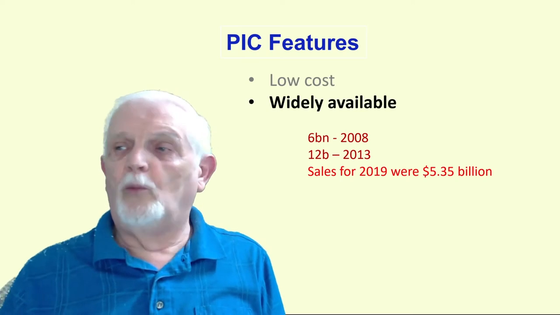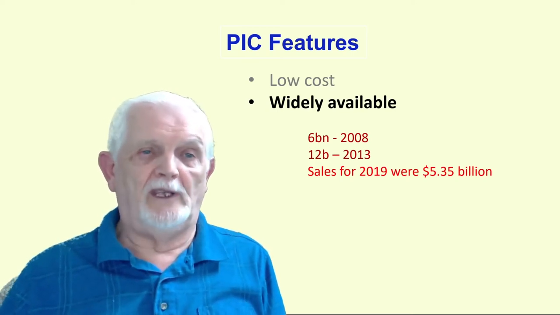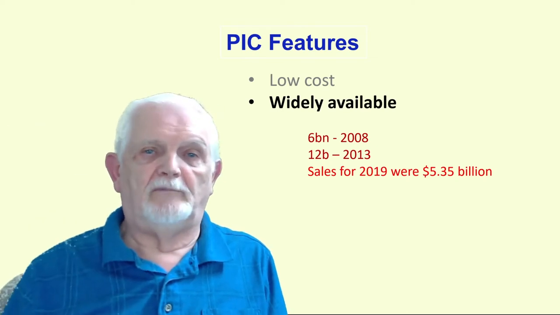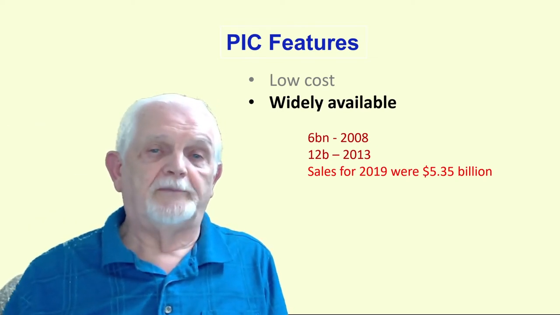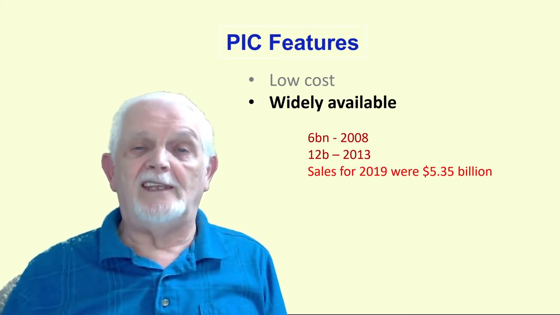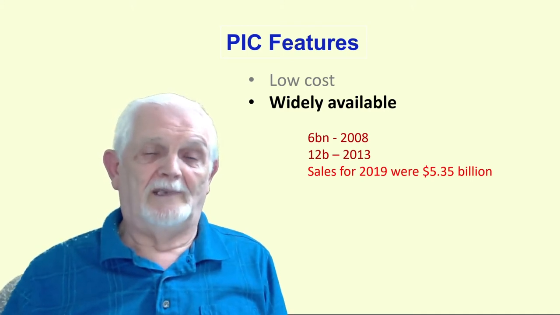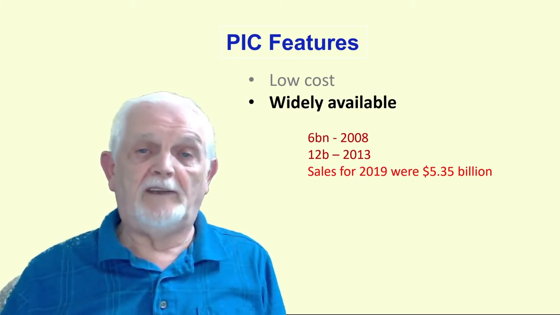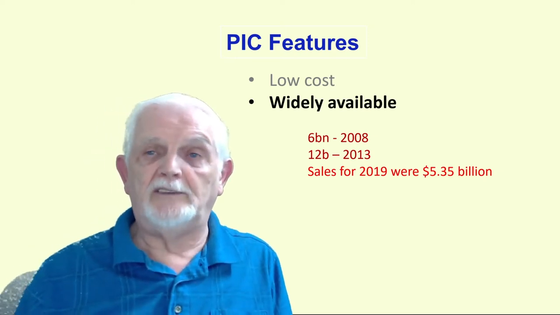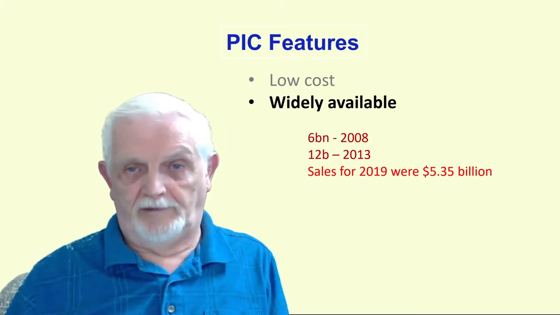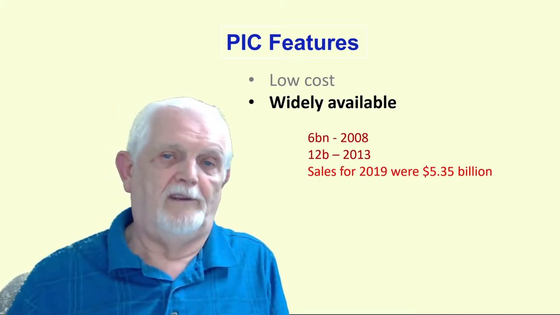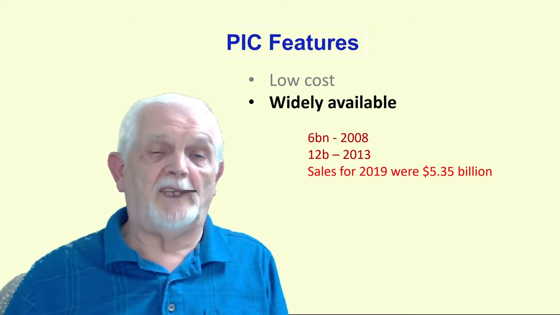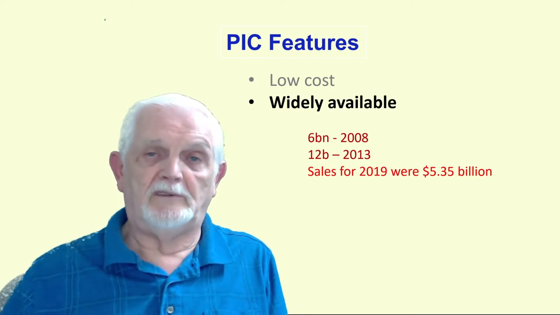It's also very widely available. If you haven't come across PICs before, they're everywhere. You've got them in your car, in your alarm clock and so on. You've got them in your gas detectors and all kinds of gadgets. You'll see there that in 2008, they'd actually manufactured 6 billion of them. And by 2013, it doubled to 12 billion. I couldn't find a current figure. I searched everywhere to find the total number of sales now, and all I can find is that they sold $5.3 billion worth a couple of years ago. So in other words, they're very widely in use. There's lots of experience behind it, lots of knowledge, and that's why they're so cheap, because they're mass produced.